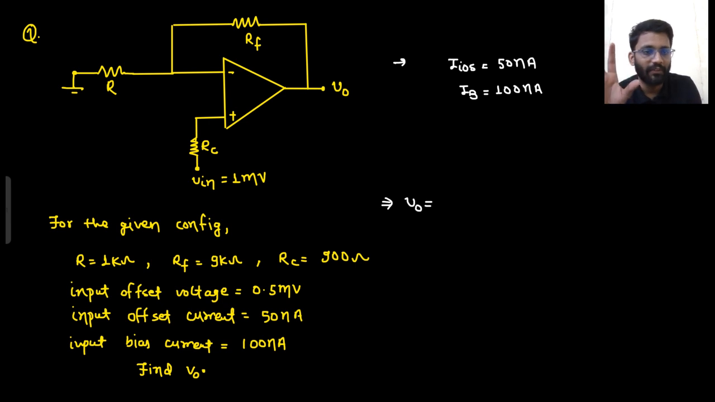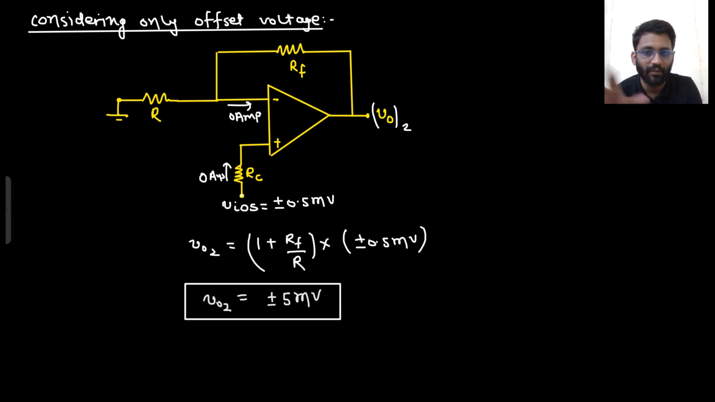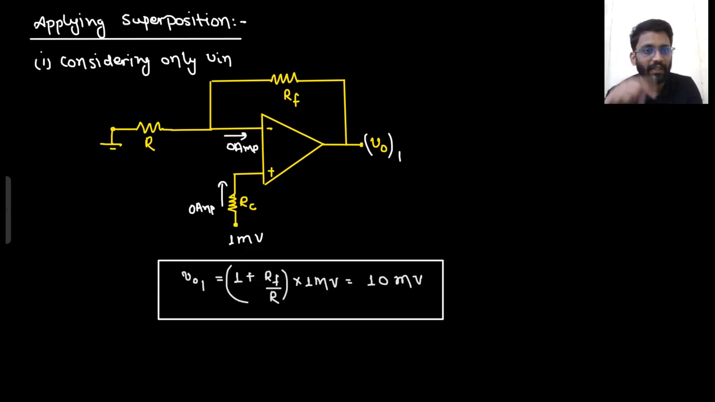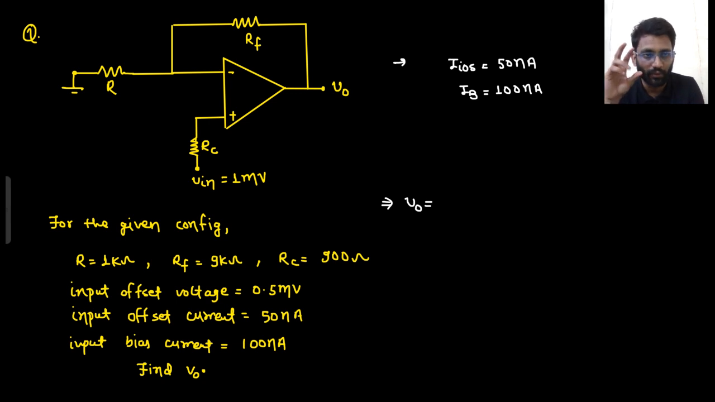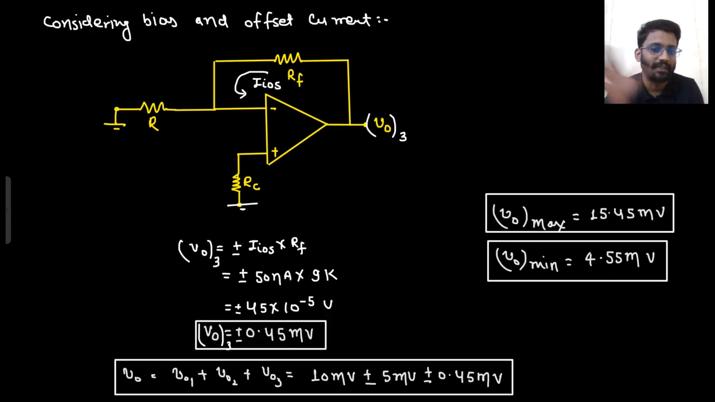So forget about the bias current first. First we calculated only for the Vin and only for the offset voltage. That is very, very easy. Then we thought about bias current. When we thought about bias current, we got to know that my output voltage will be IB1 minus IB2 into RF. So simply it will be offset current into RF, but I don't know the sign, so there will be a plus minus sign. That's it. So 10 millivolt plus minus 5 millivolt plus minus 0.45 millivolt. This will be my output.